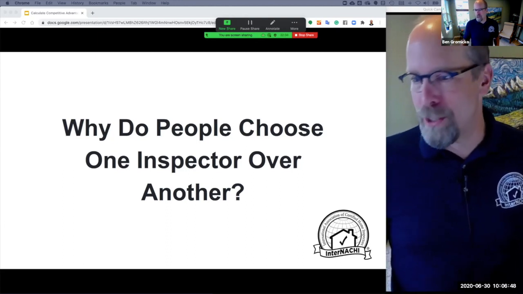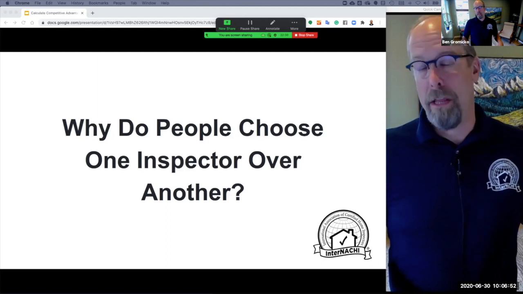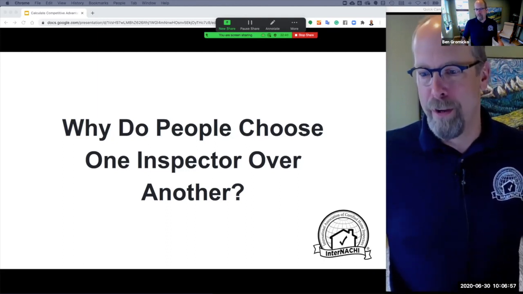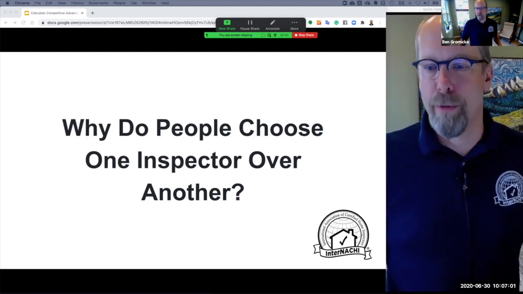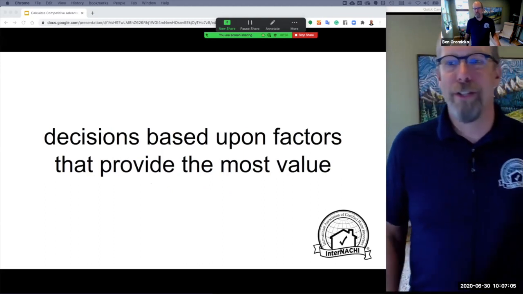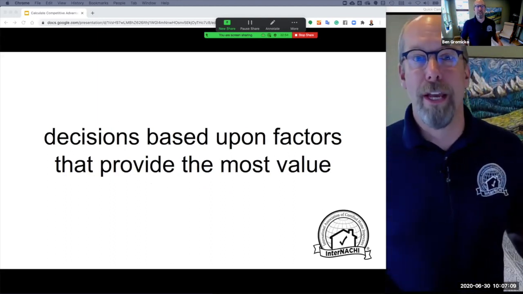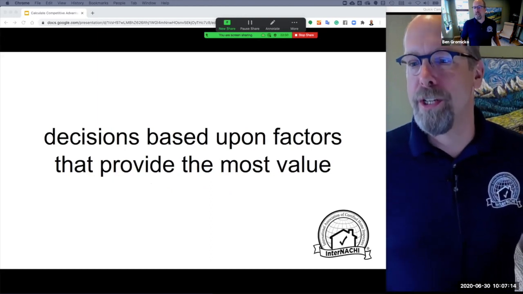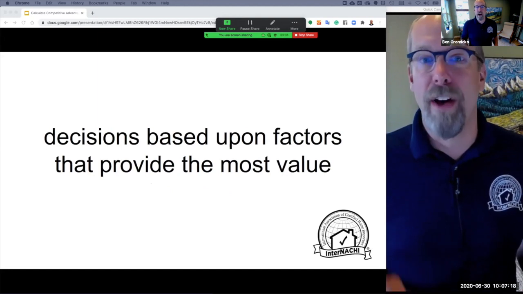So let's take a look at several reasons why a particular home inspection company, like Big Ben Inspections, could be chosen over another company from the perspective of a potential client, from a consumer. And consumers base their purchasing decisions on a combination of factors. It's not just one thing. It isn't just because my agent said to, right? It's usually more than just that. It's a combination of factors that provide them the most value.